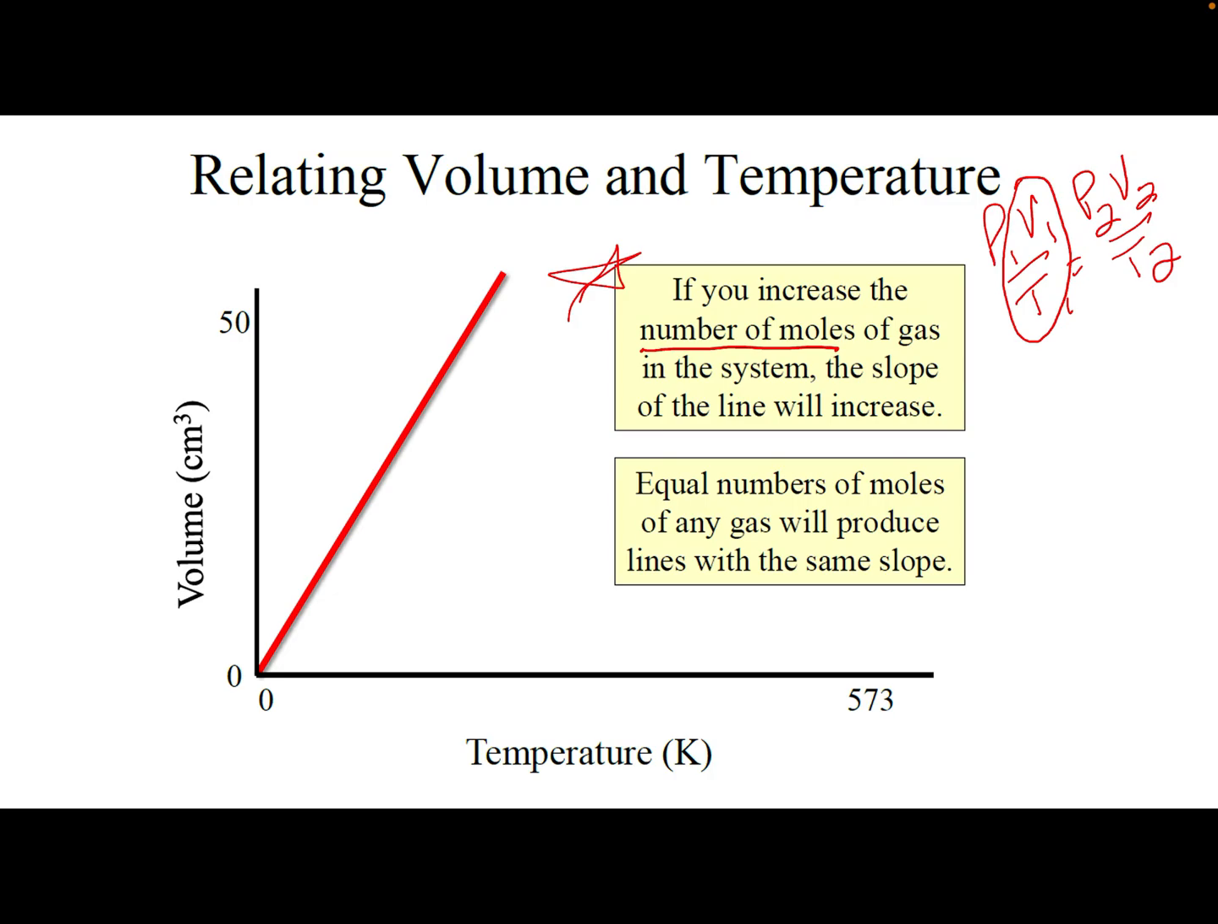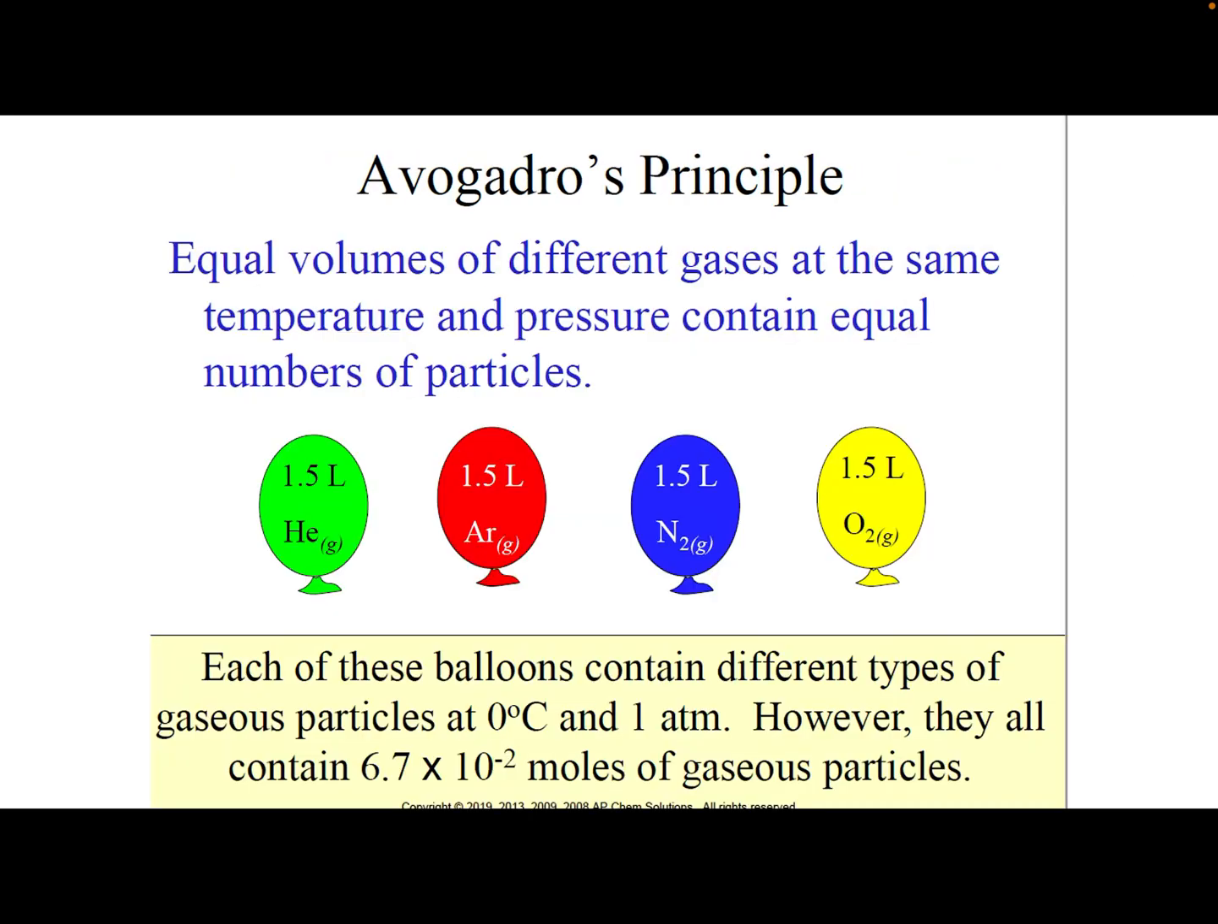And then you'll be asked to predict what would happen if you had more or less of the substance. And so just remember that if you increase the number of moles of gas, the slope of the line will increase. If you decrease, the slope of the line will decrease. So just an important note to make there. Here's Avogadro's principle. In Avogadro's principle, volume is going to be proportional to the number of moles. If you double the number of moles, you double the volume when the temperature and the pressure remain the same.